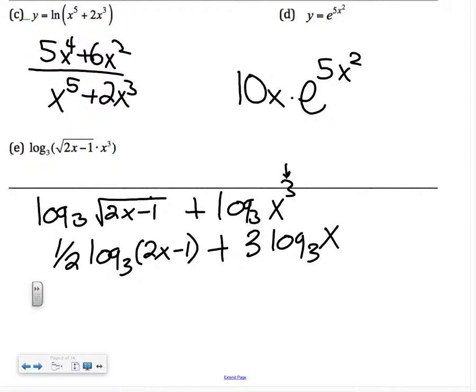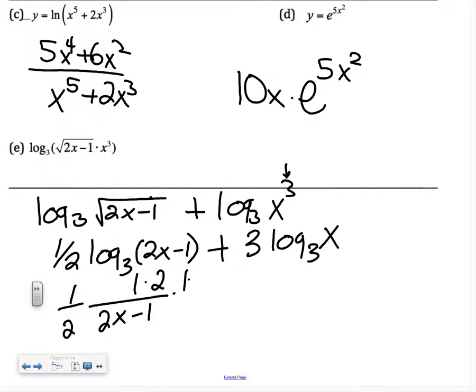Now I have something I would rather take the derivative of. So remember with the log, it's going to be 1 over, but you need a factor of ln 3 to take care of the base. So what you're going to have is 1 over 2x minus 1 times the derivative of the inside. I have a 1/2 there, all right, but times through the inside, which would be 2.